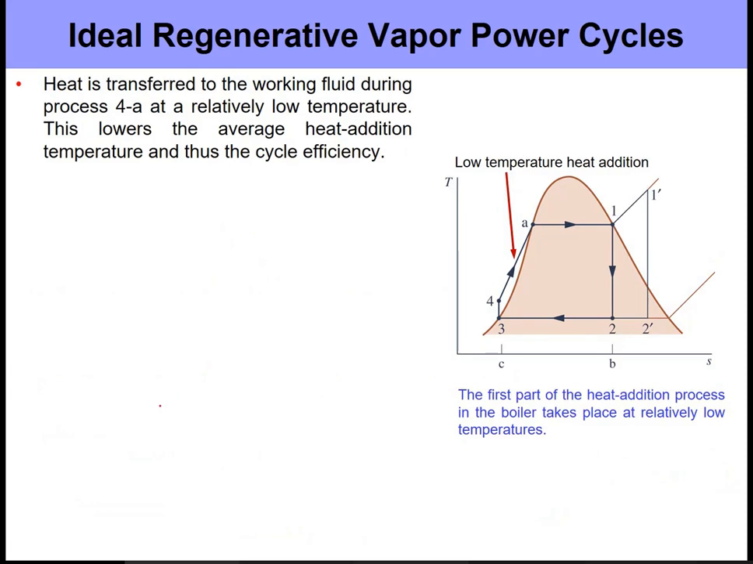So now let's talk about the last modification. Okay, this is what we call the regenerative vapor power cycle. Now, let's look at this TS diagram here. Okay, and consider the superheat cycle, right?